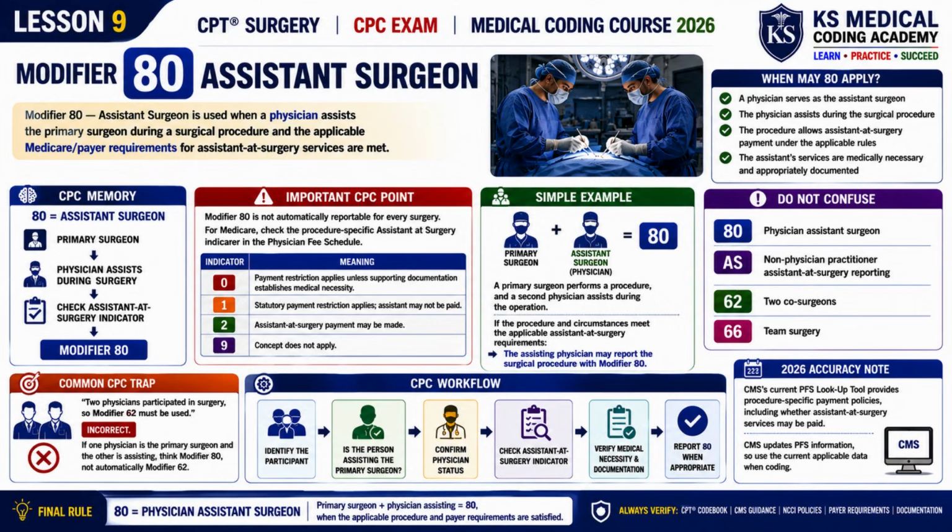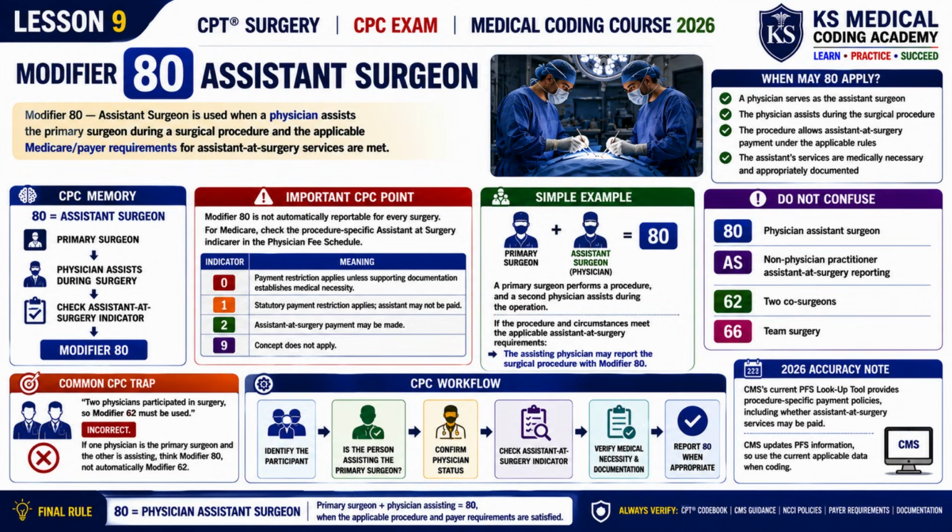Here's a simple example. A primary surgeon performs a procedure, and a second physician assists during the operation. If the procedure and circumstances allow assistant at surgery payment, the assisting physician may report the surgical procedure with Modifier 80. Now remember the important distinctions. 80 equals physician assistant surgeon. AS equals non-physician assistant at surgery. 62 equals co-surgeons. 66 equals team surgery.